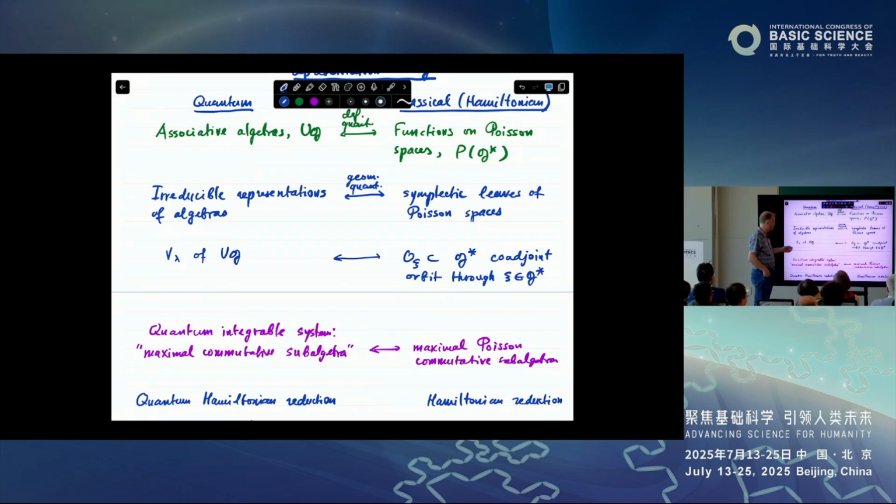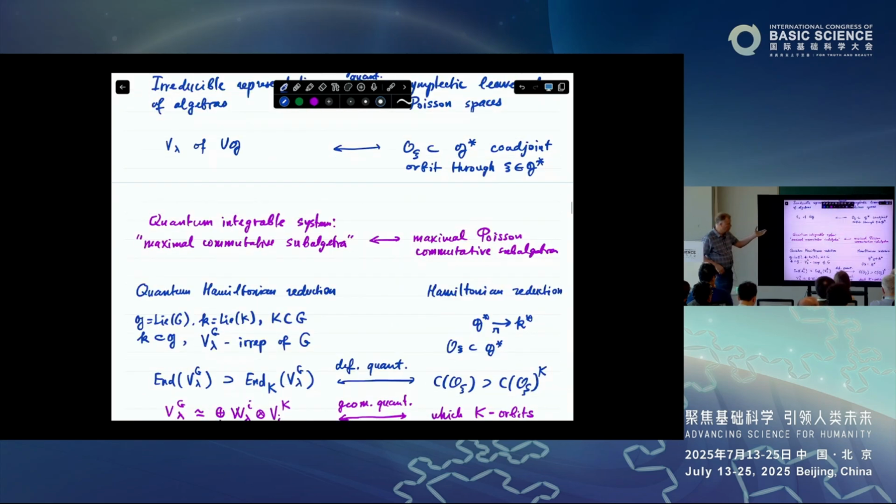Now, irreducible representations of algebras: their counterpart is symplectic leaves of Poisson spaces. So, for example, in this example with the Lie algebra, these are coadjoint orbits. And the connection between these two subjects is geometric quantization. Geometric quantization gives you a vector space, and the difficult part is to show that geometric quantization actually gives you a representation, which is still the subject of serious research. But conceptually, that's what you should expect, and that's how it works.